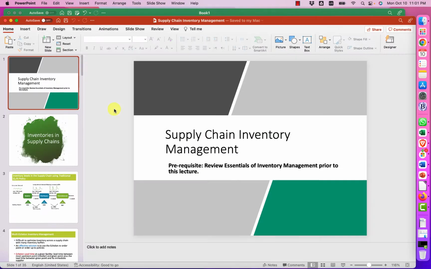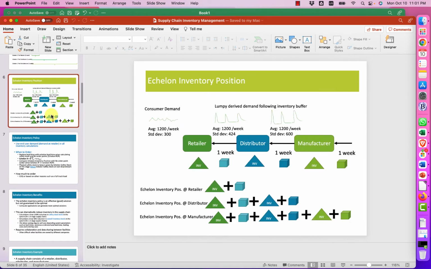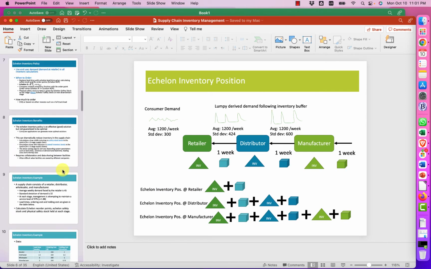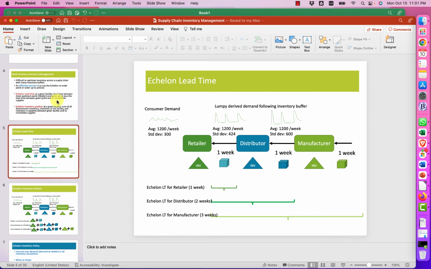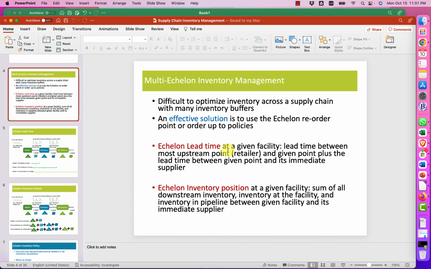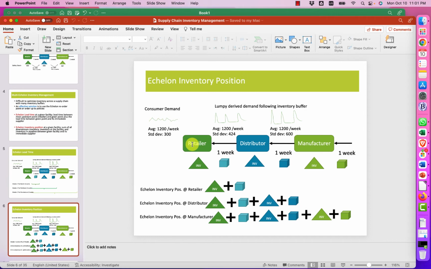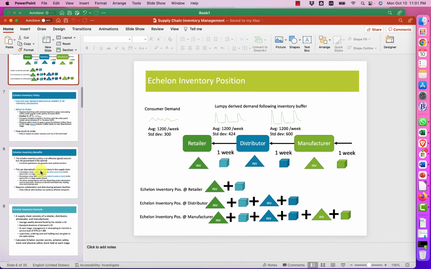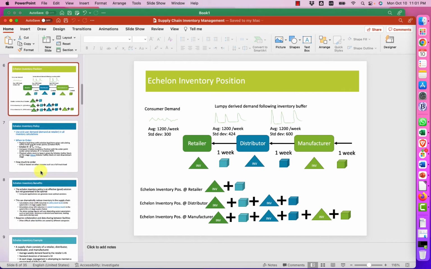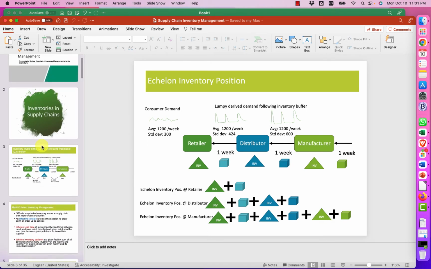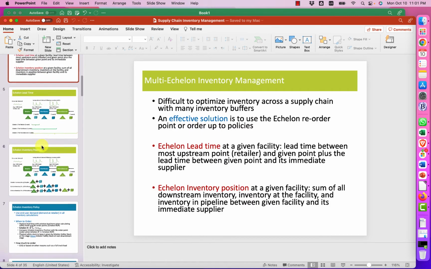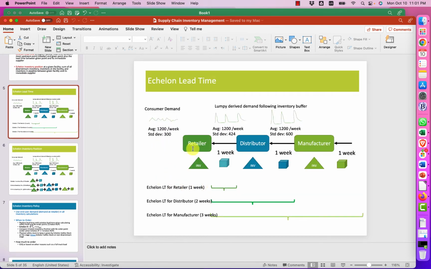Okay, and you can see here that you need to find the echelon lead time and then use the echelon lead time in the reorder point formula. The good news is that for the retailer, the echelon lead time is simply the lead time. So let me show you the picture here. So you can see the echelon lead time for retailer is simply just the lead time for the retailer.